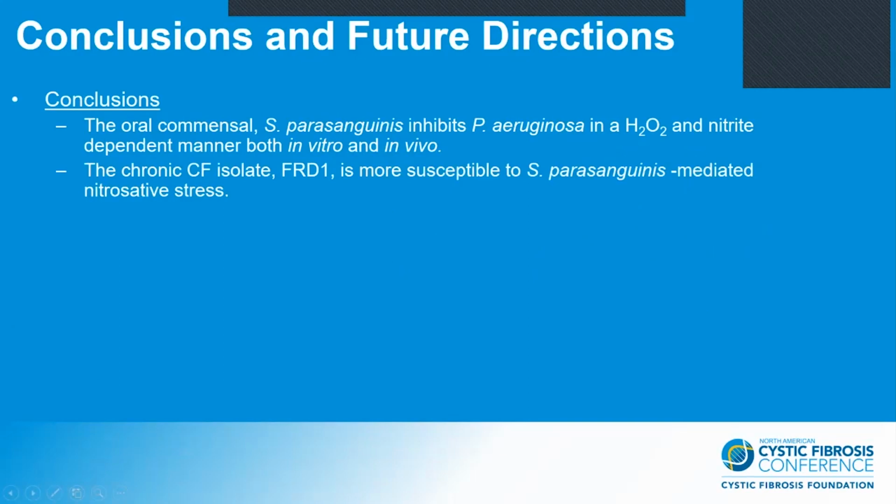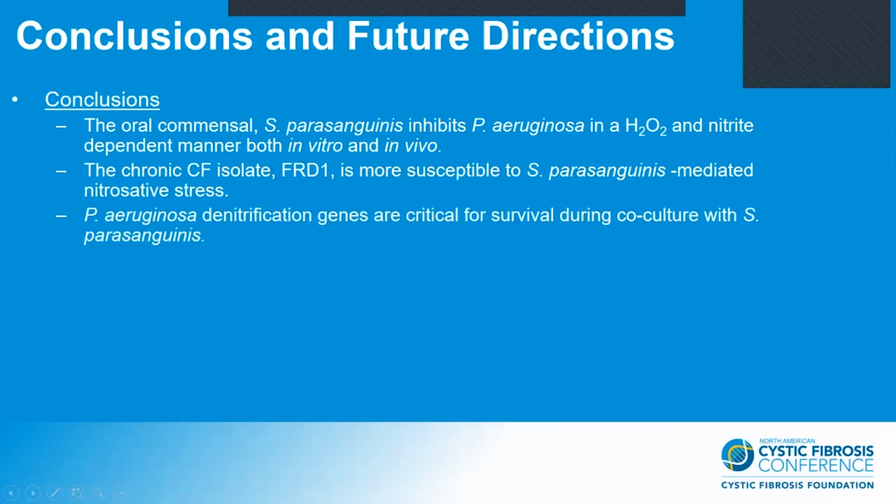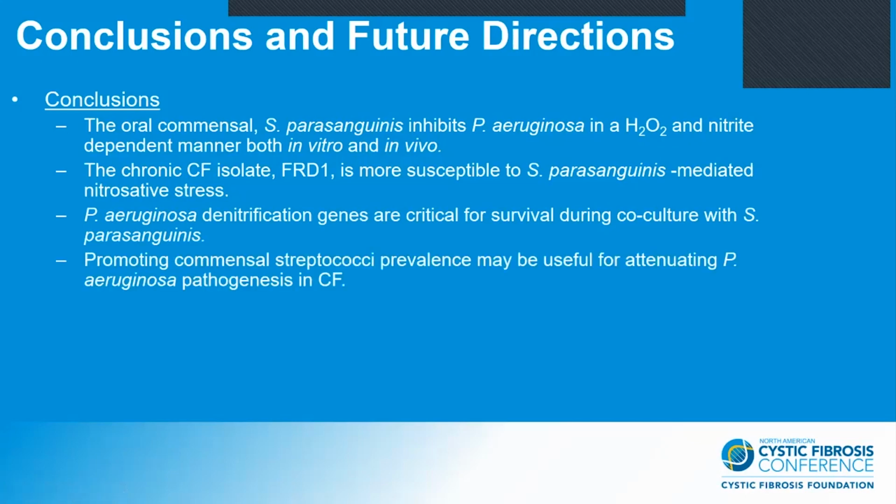We know that the chronic CF isolate FER1 is more susceptible to Strep parasanguinis mediated stress, and we believe that this increased susceptibility might be due to the inability of FER1 to properly respond to nitrosative stress. And we know that Pseudomonas denitrification genes are critical for survival during co-culture with Strep parasanguinis. So going forward, we think that promoting commensal streptococci prevalence in the CF lung might be useful for attenuating Pseudomonas pathogenesis.